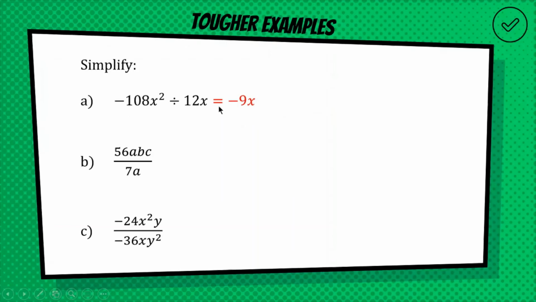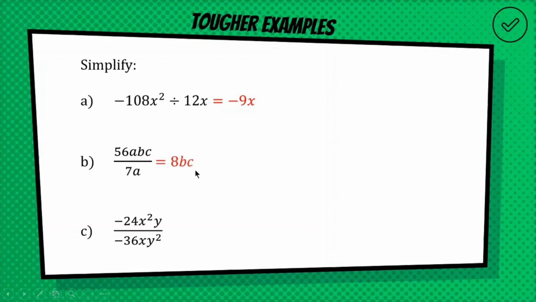And again, if we work backwards, negative 9 times 12 is negative 108, and x times x is x squared, so it works. So if you're not sure about your answer, you can quickly check by going backwards and multiplying if you wish. For the second one, we're going to do 56 divided by 7. Again, if you're good at your times tables, you know that's going to be 8. And we have ABC being divided by A. So these two A's, it's almost like they cancel each other off and vanish. So we should end up with 8BC.